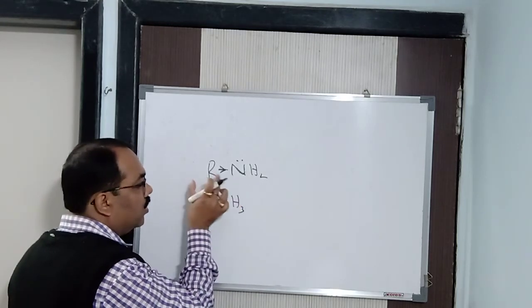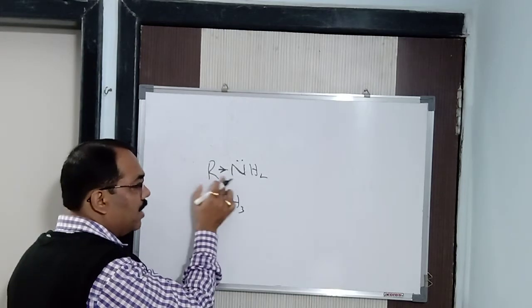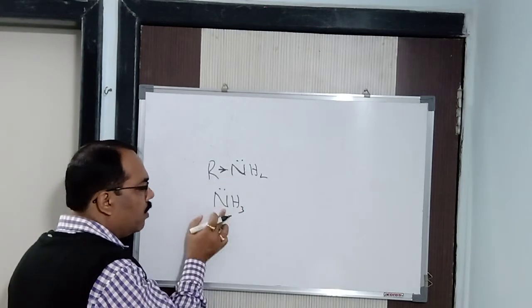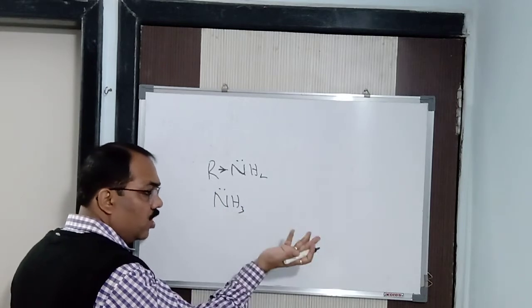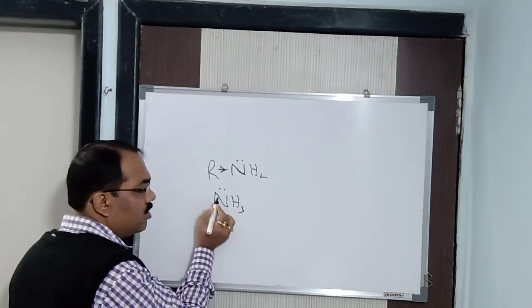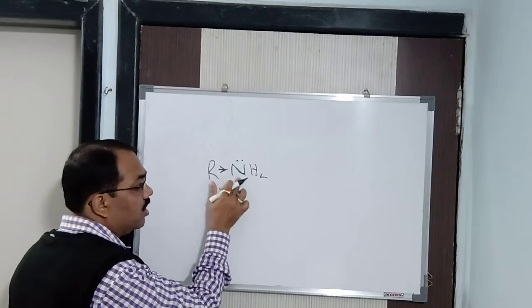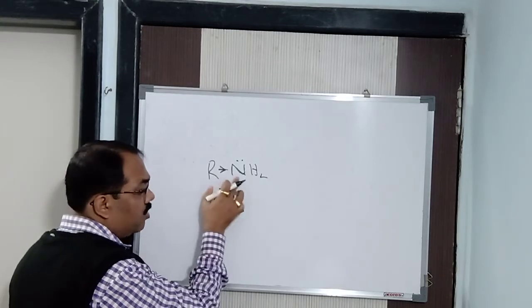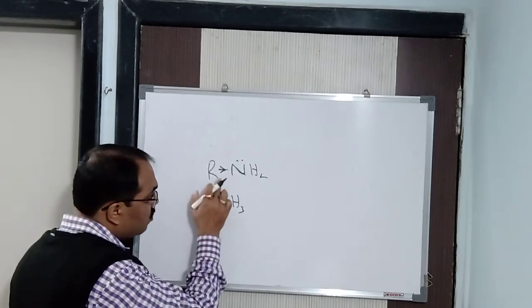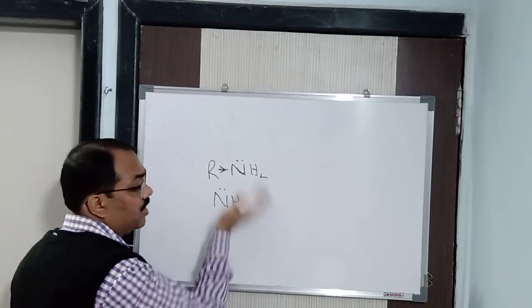I hope you understood. Here, due to the plus I effect, the electron density increases. In ammonia there is no plus I effect, no alkyl group, no donor group, so the electron density on the nitrogen atom does not increase. But in amines the electron density increases, and as the electron density increases, the basic character increases.